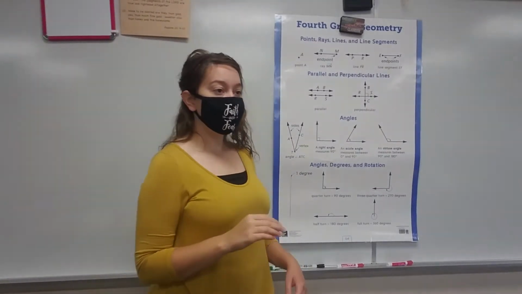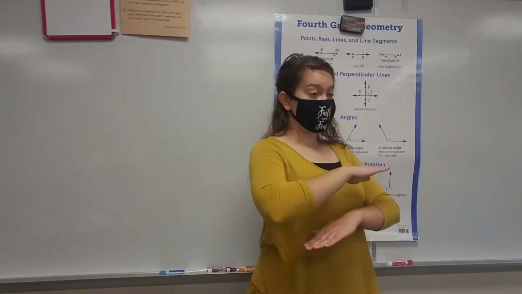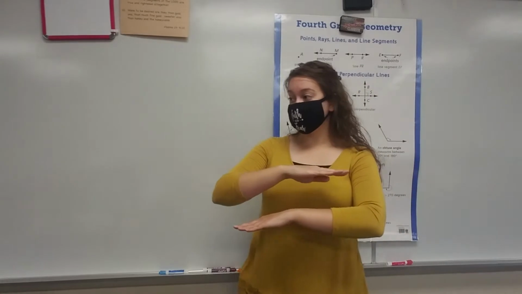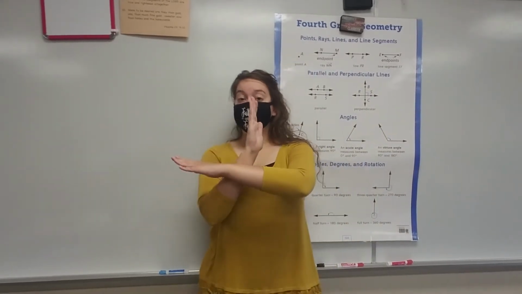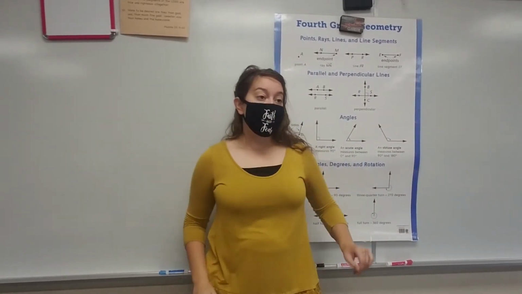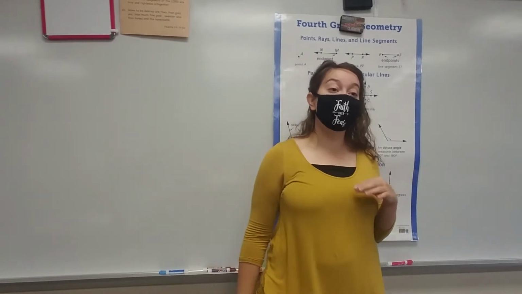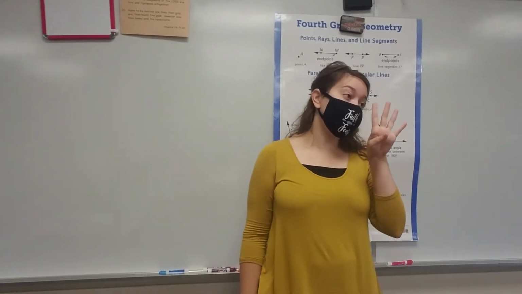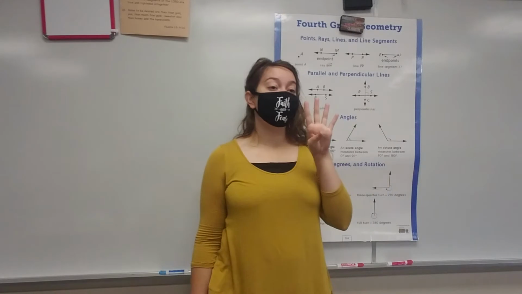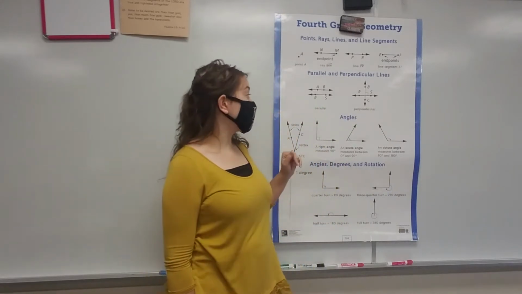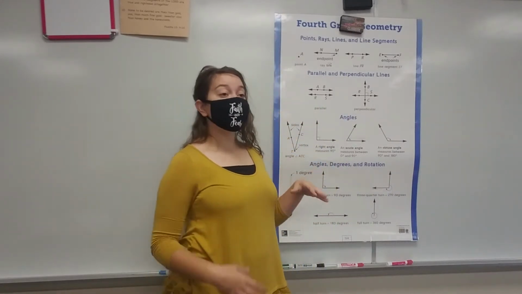So if two lines do not cross, they are called parallel, right? If they do cross, they are called perpendicular. But if they cross at 4, everyone say 4. 4 right angles. Good. So they are also called intersecting.